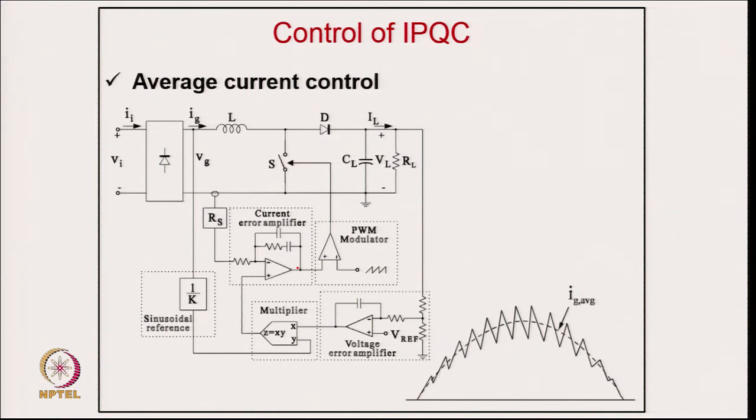So, this can again be a PI or PID controller, and then we compare with the sawtooth and give the gating signal. So, virtually here we are controlling the average current. So, with this also we get, of course, the power factor correction on the supply side and output voltage regulation also. This we call average current control.